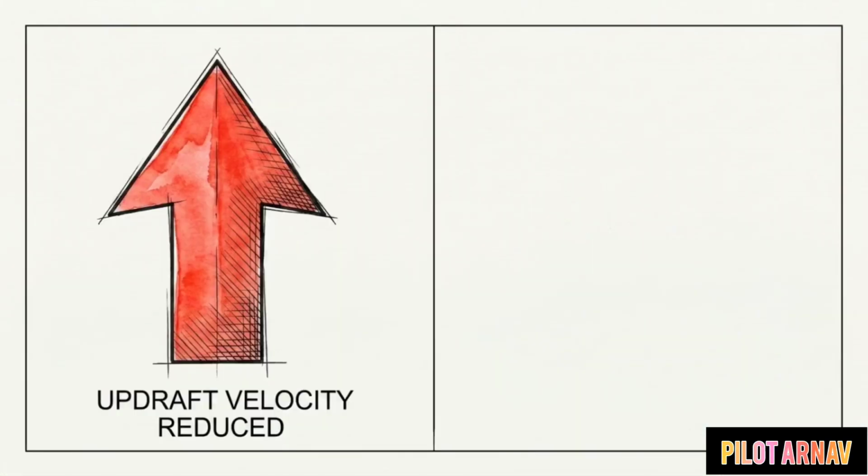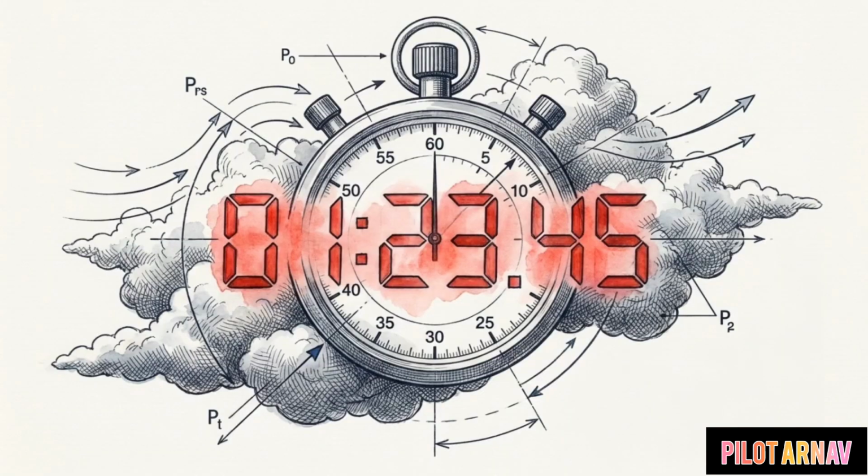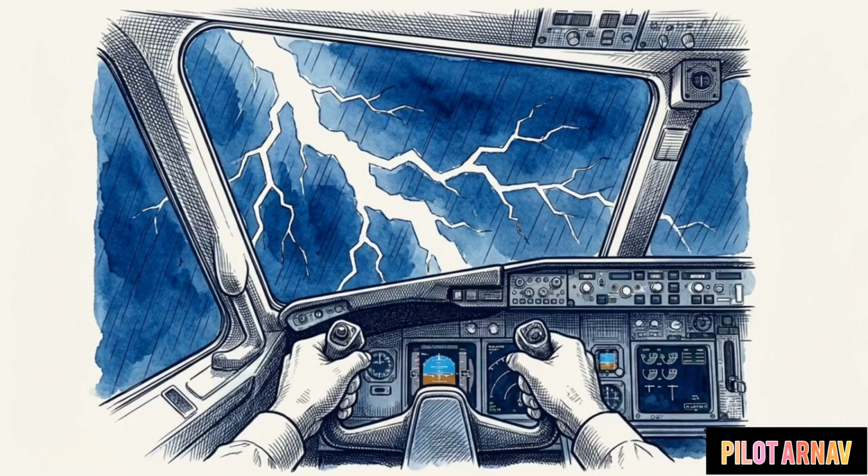Within the same structure, you have massive rising updrafts and violent downdrafts operating in close proximity. In the mature stage, updrafts reduce to roughly 1,000 feet per minute, while downdrafts establish themselves at 2,000 to 3,000 feet per minute. This phase lasts between 20 and 30 minutes. The intense shearing between these adjacent rising and falling air columns creates the violent turbulence that makes this the most hazardous phase of the storm.